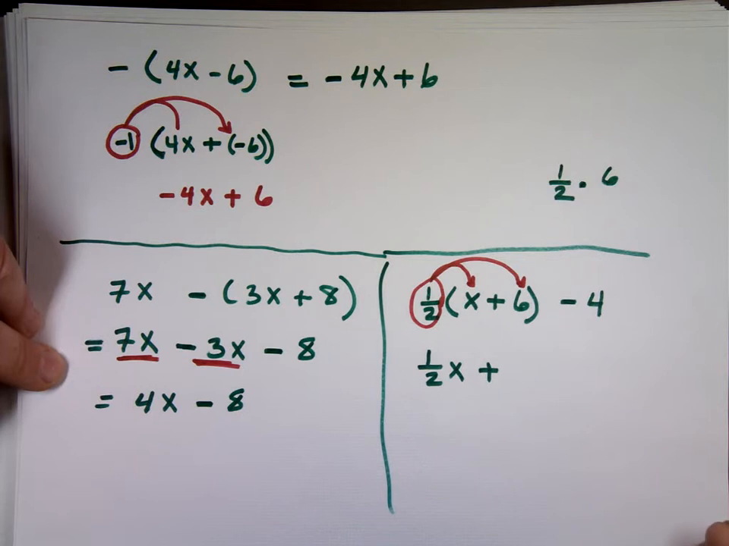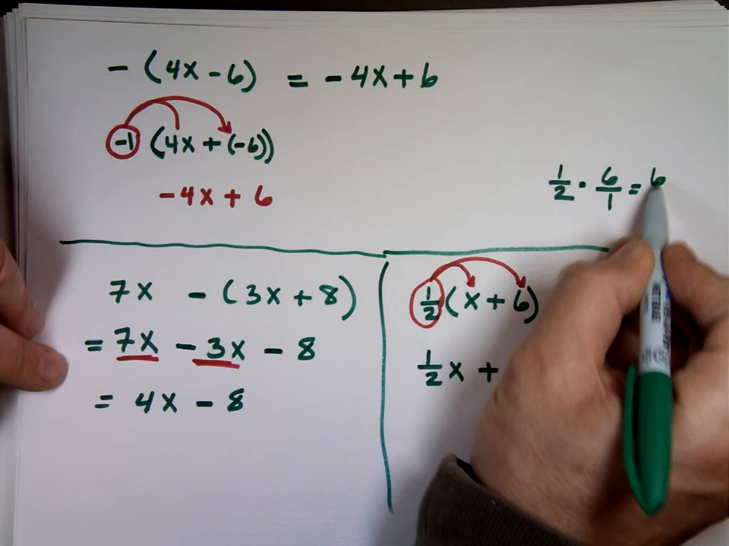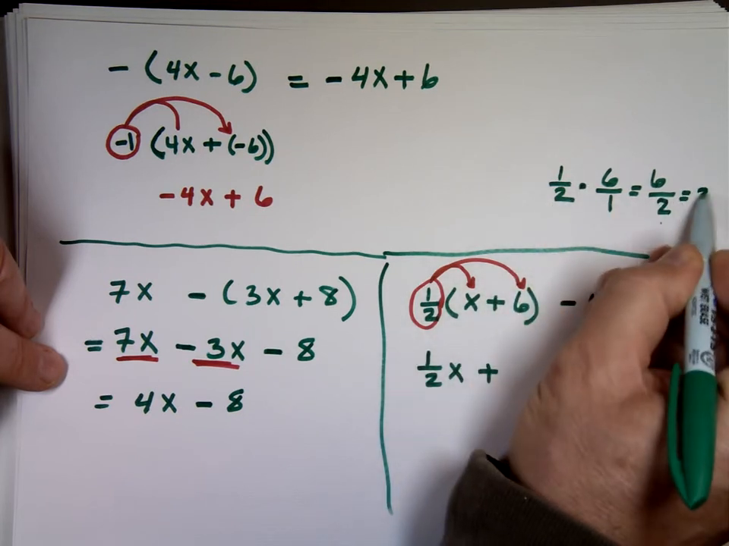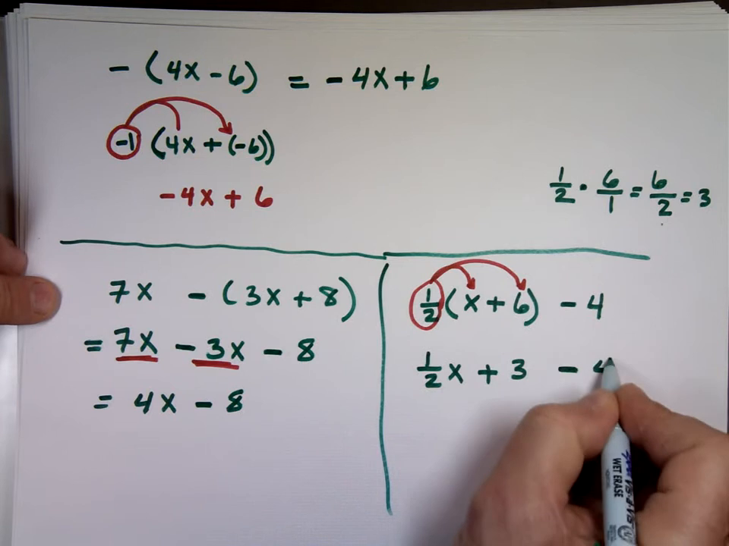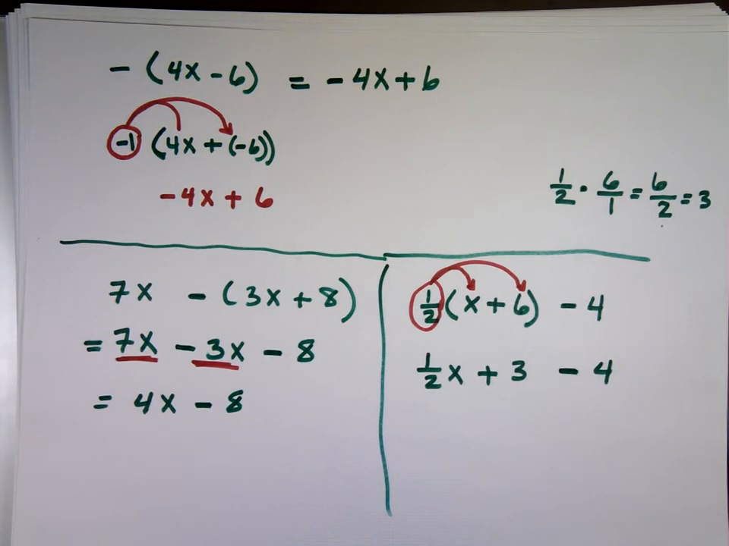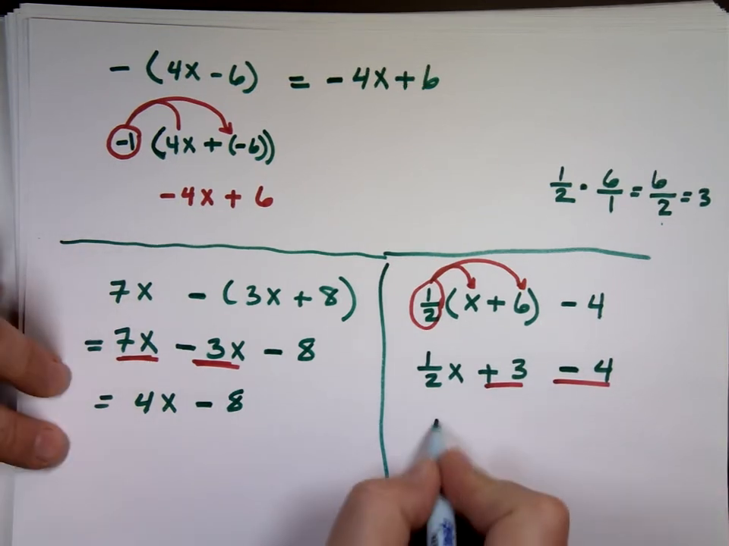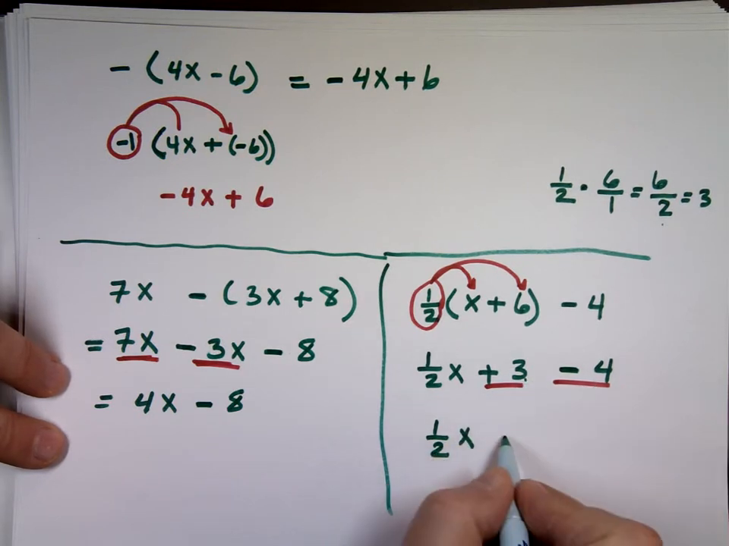The 6 is 6 over what? 1. 1 times 6, 2 times 1. What is 6 over 2? 3. And there's the minus 4. Now the only like terms I see is this one and that one. So the 1/2 x stays in the front. What is 3 minus 4? Negative 1.